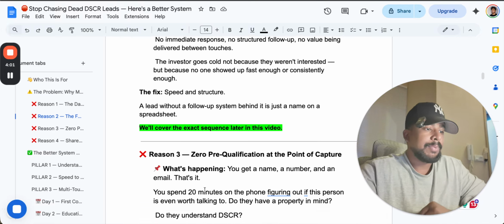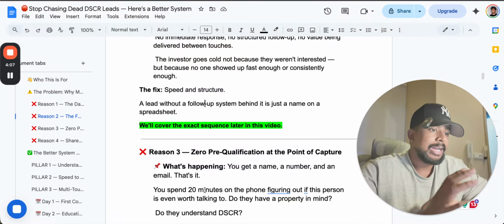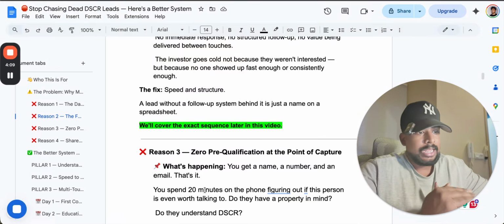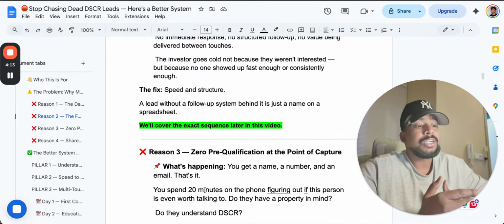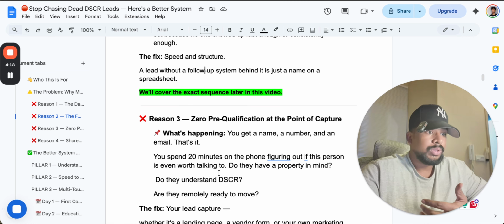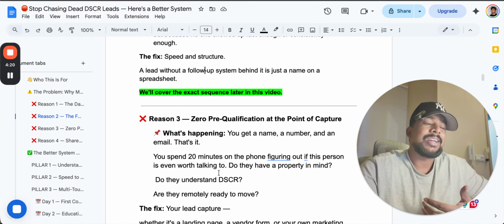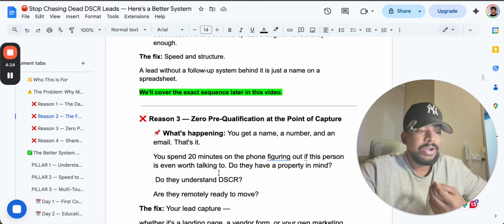All right. Number 3, and this again is one of the reasons why most DSCR leads die. Zero pre-qualification at the point of capture. You get a name, you have a number, and you have an email. That's it. You spend 20 minutes on the phone call figuring out if the person is even worth talking to. Do they have a property in mind? Do they even understand DSCR loans? Or are they even remotely qualified or ready to move?